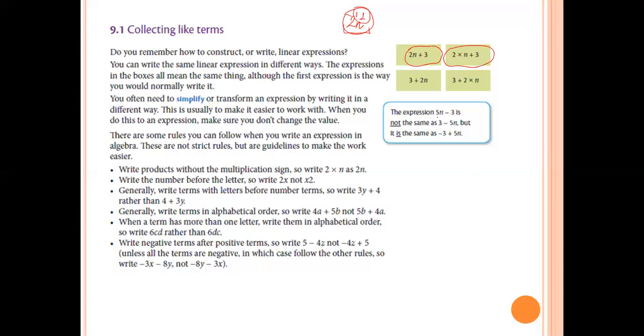So it is not the same as 3 minus 5n, because as I said, the sign of 3 is negative, so we should write negative here. And the sign of 5n is positive or plus, so you should write plus 5n. That's why they're not the same expressions. But it is the same as minus 3 plus 5n, which is equal to 5n minus 3.